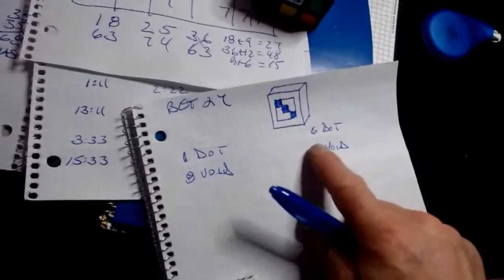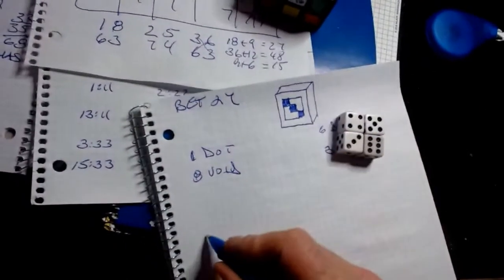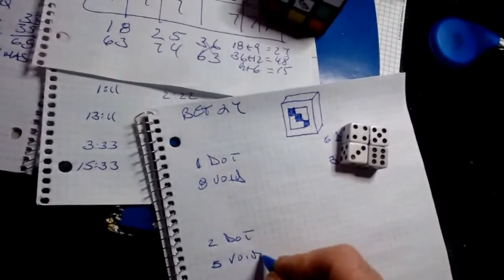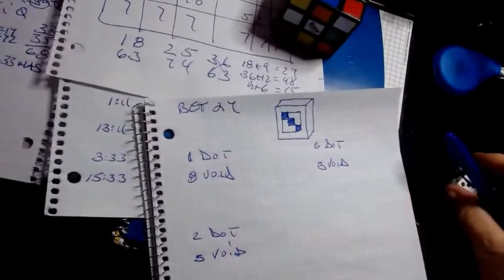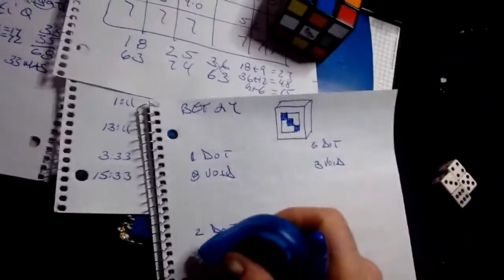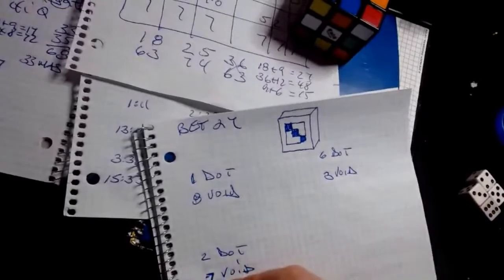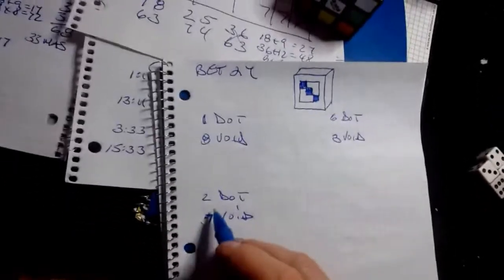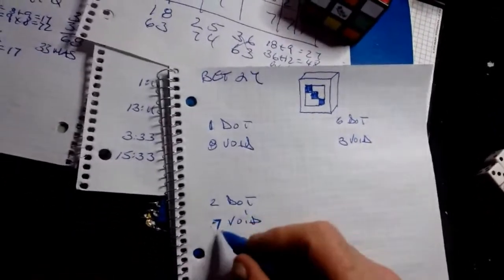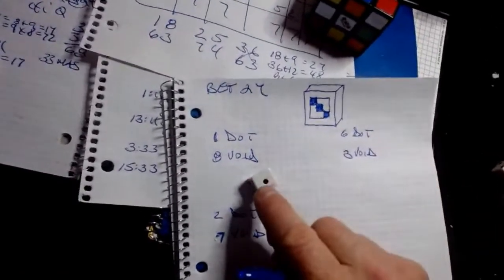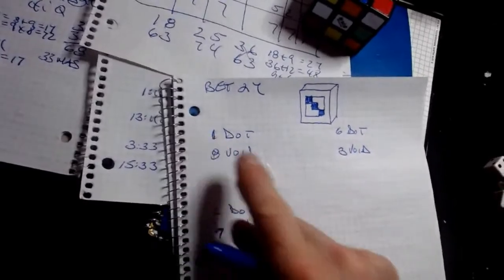But here we have 6 dot with 3 void. Here we have 2 dot with 5 void. Sorry, no, that's wrong. Let me fix that. 2 dot with 7 void. Now you have to see what's going on here. Okay, if you don't notice, here we have a singular dot. Here, it's in the center.